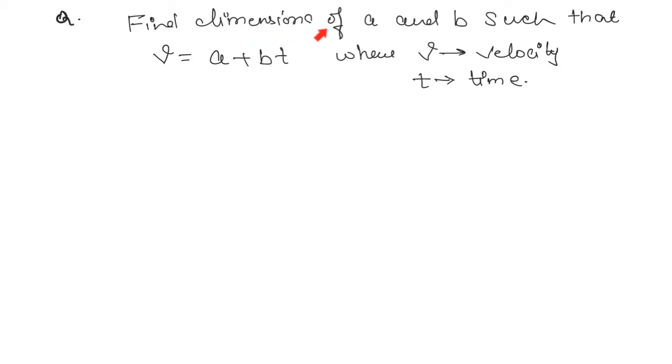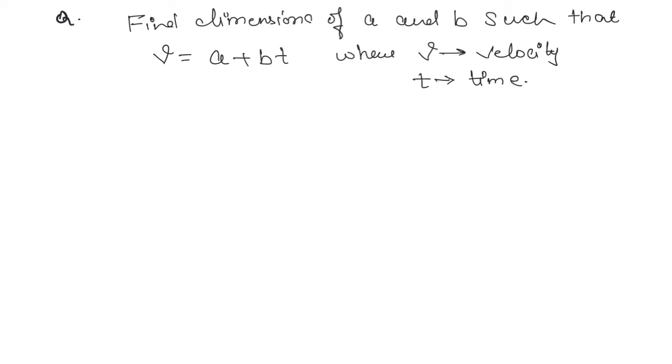What we have to find is the dimensions of A and B. हमें किसकी dimensions find करनी है? A and B की, such that V equals A plus BT, where V is velocity and T is time.